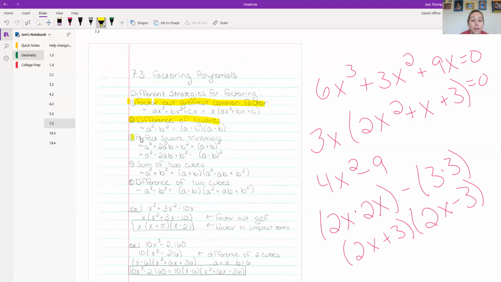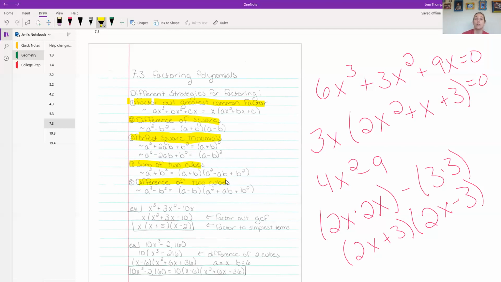Then there are perfect square trinomials. I don't know if you remember, we did that when we talked about completing the square. If it's in this form, it factors to a plus b squared. If it's in this form, it factors to a minus b squared. Then we have the sum of two cubes. It factors into a plus b, and then a squared minus ab plus b squared. And the difference of two cubes. It's just about recognizing the different patterns in what you're factoring.